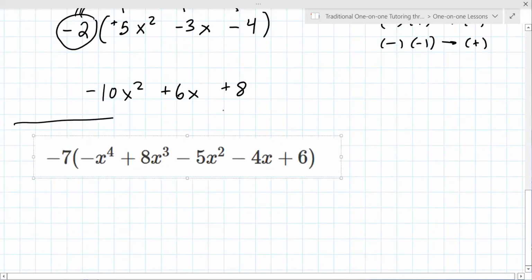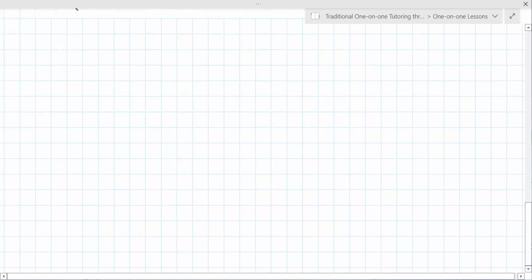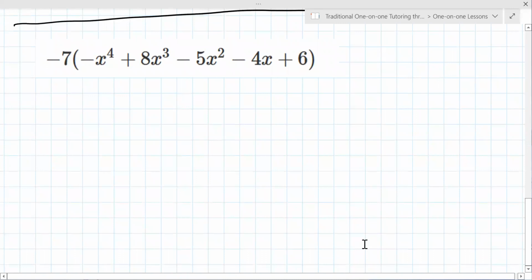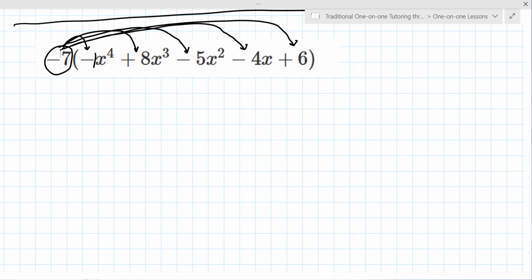Let me just clear the screen here for us. All right, so again, you're going to take that -7 and you're going to multiply it in times, and this is really -1, times +8, times -5, times -4, times 6. So go ahead and give that a try, and then we'll look at some other questions after this one.